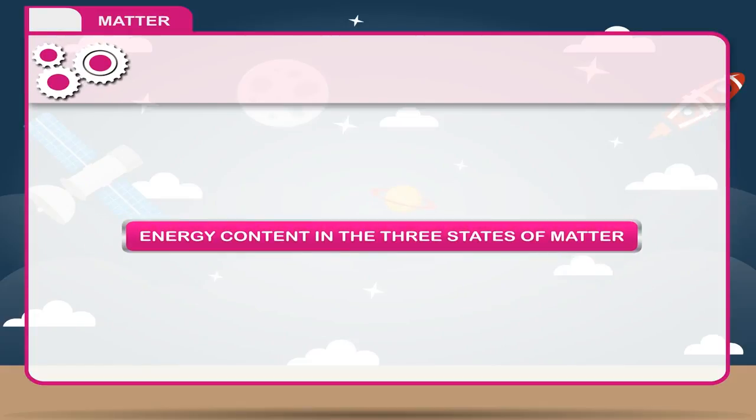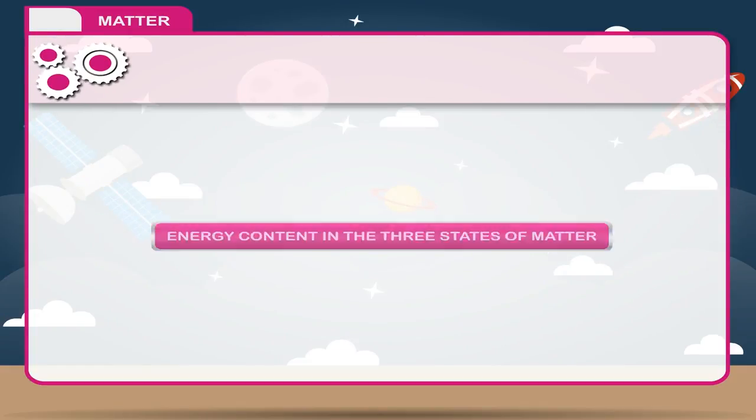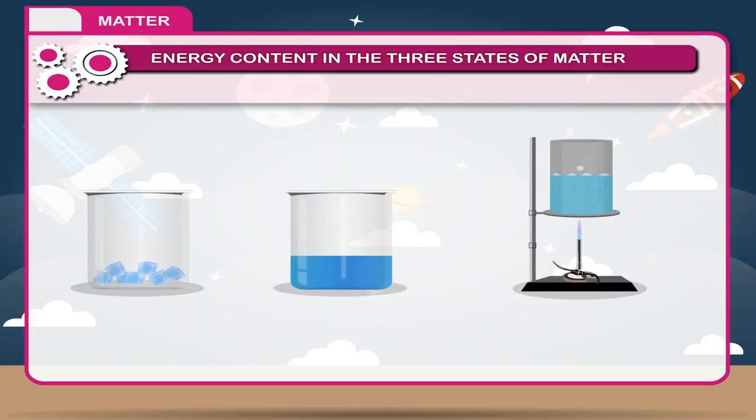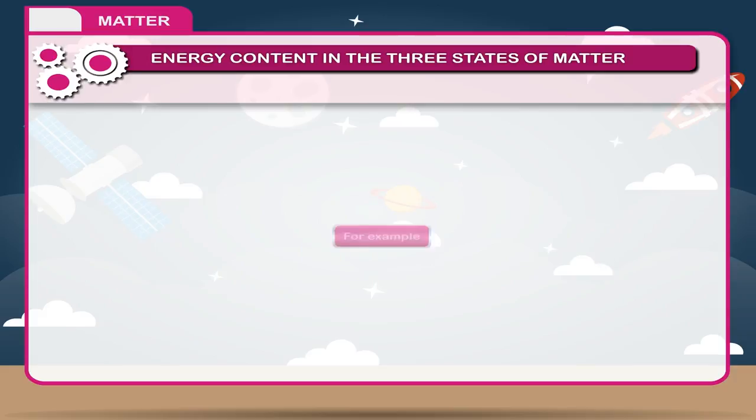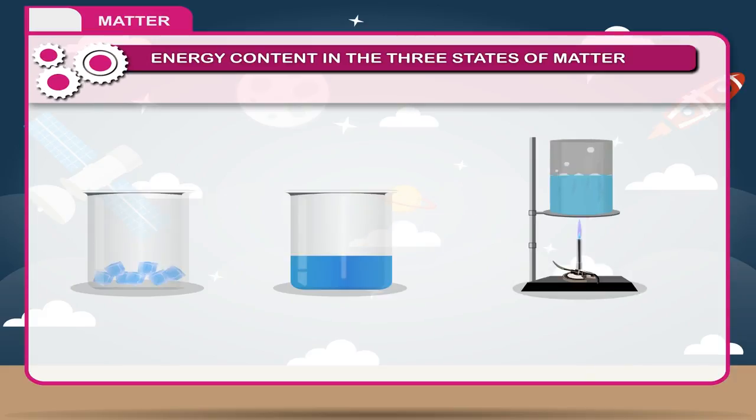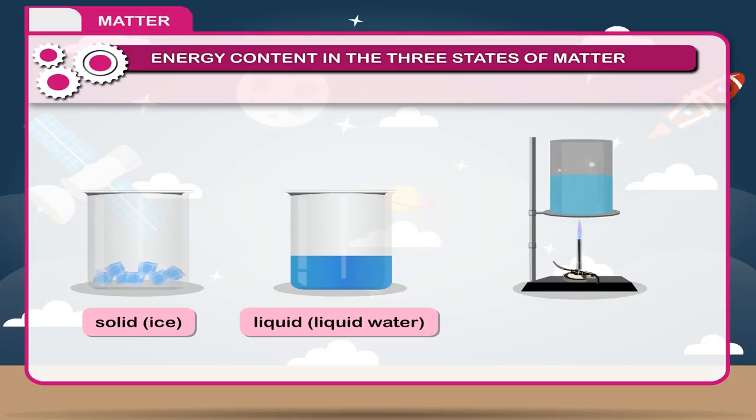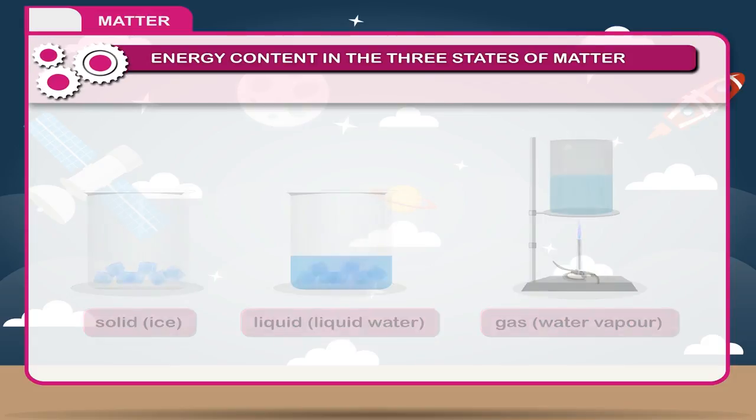Energy content in the three states of matter. Many substances can exist as more than one state. For example, water can exist as a solid, ice, a liquid, liquid water, and a gas, water vapor. The difference between these states is the amount of energy.